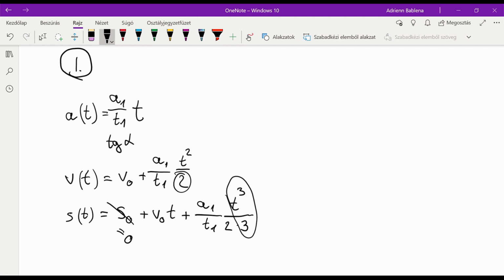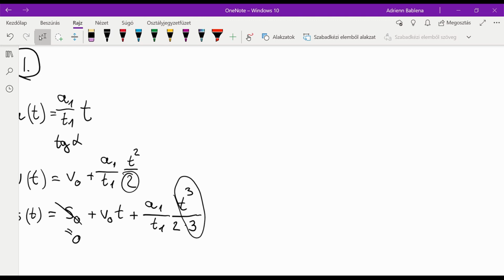This is for the first section. Now the second section. In the second section, we know that we have a constant a1 value, so it's easier than the first section. So in the second section, the acceleration is constant a1.